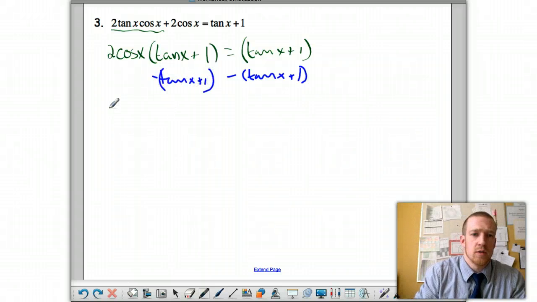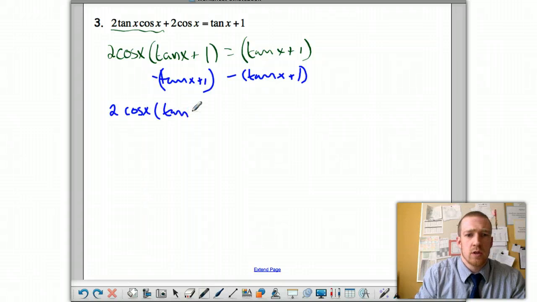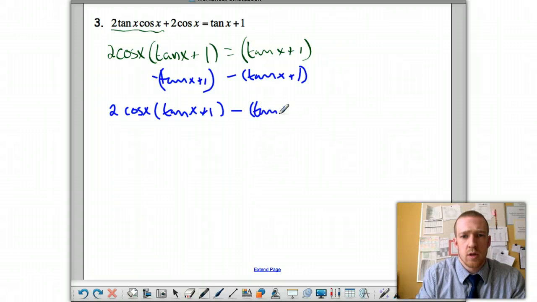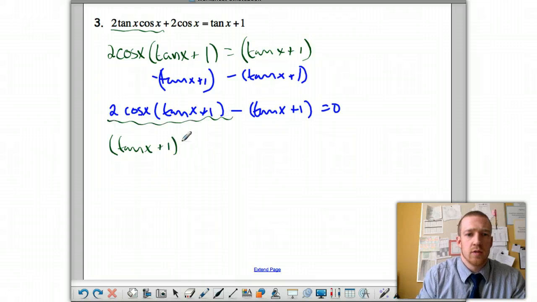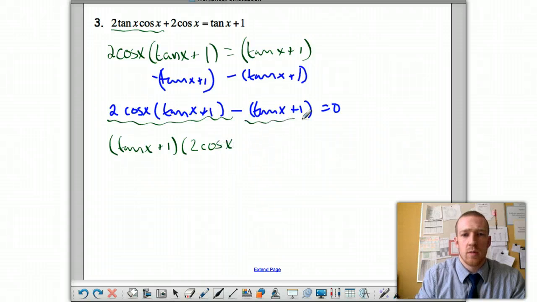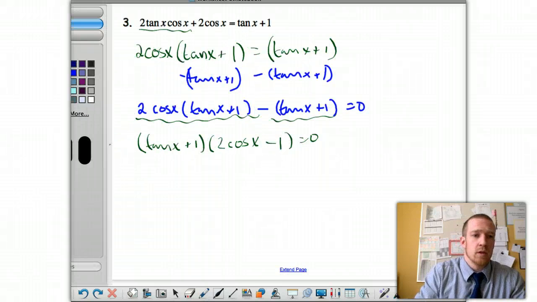So I'm just going to subtract this over to get it equal to 0. This whole quantity. So that gives me 2 cosine x times tangent x plus 1 minus tangent x plus 1 equals 0. So now I can factor out a tangent x plus 1 from both things. So when I divide it from this, it leaves me with just a 2 cosine x. And when I divide it from this, it leaves me with just the minus 1 equals 0. Now I've got my two equations. So let's change the color here.